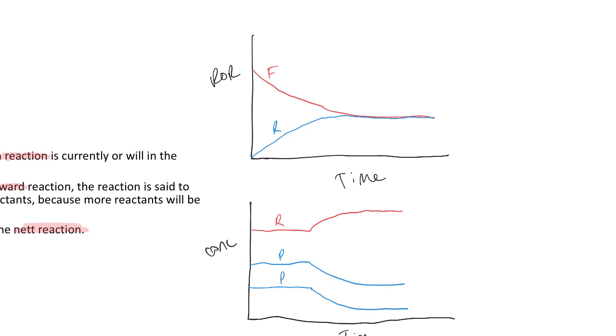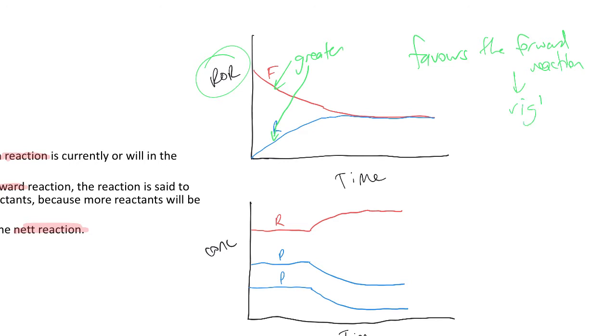Here we have a rate of reaction graph. At the beginning of the time period, the forward reaction is greater than the reverse reaction at the same point in time. Therefore, this favors the forward reaction, and the forward reaction happens to be the reaction towards the right.